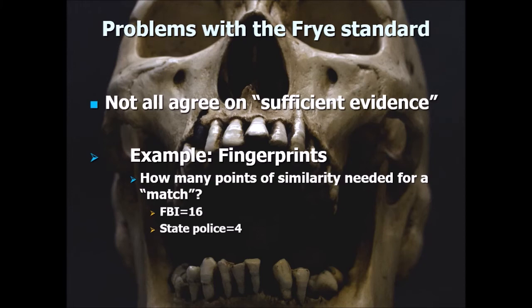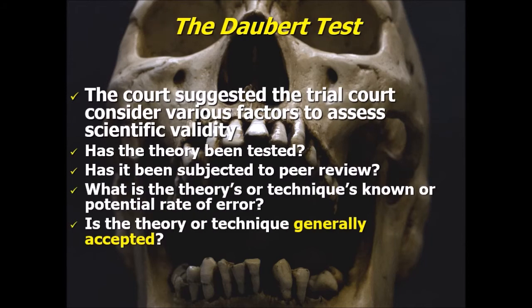The Frye standard is that not everybody agrees on sufficient evidence. Fingerprints, as I mentioned, FBI 16, state police sometimes 4, sometimes 3. There's got to be a measurement, an agreement there. The Daubert test, now they're saying, okay, you've got to consider more than one factor to assess scientific validity.